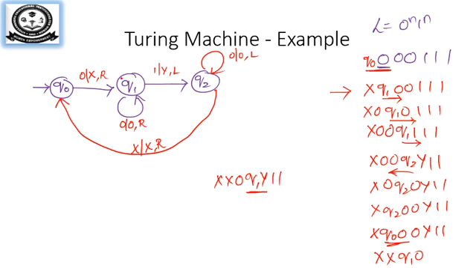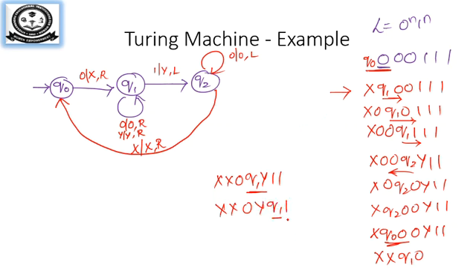Now what is for y? There is no term I have given for y here. So if it is y also, there is nothing to be done. I have to move towards the right. So I will write it as y, the same y, and I will go to the right direction. So it will be 0 right, y right. So what happens? xx 0 y q1 1.